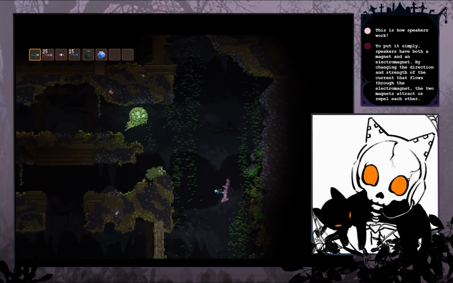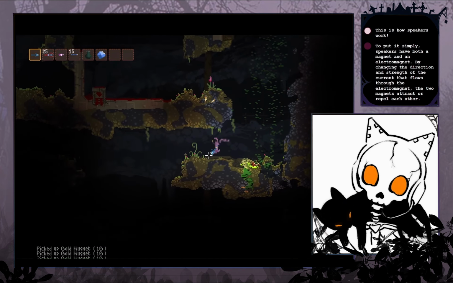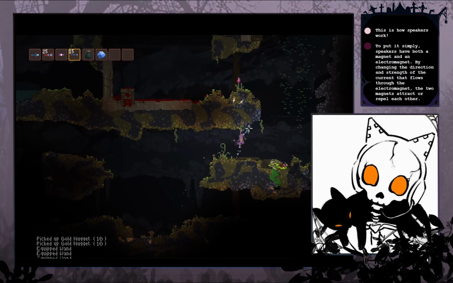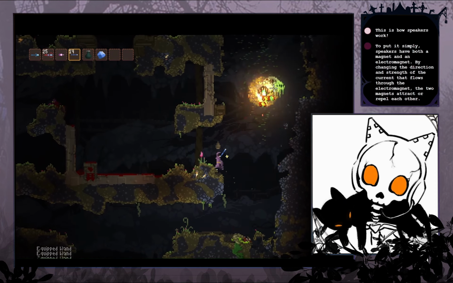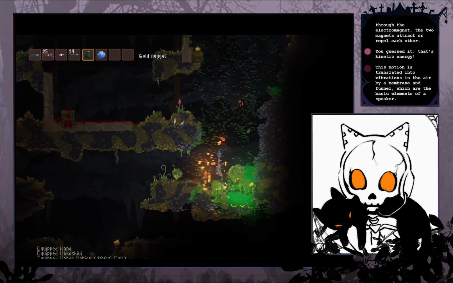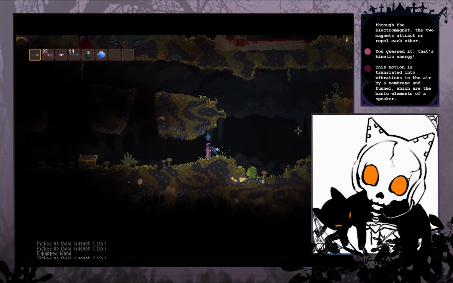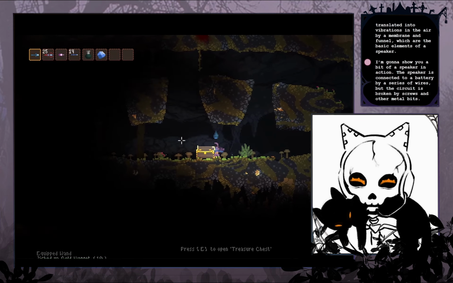To put it simply, speakers have both a magnet and an electromagnet. By changing the direction and strength of the current that flows through the electromagnet, the two magnets attract or repel each other. You guessed it, that's kinetic energy. This motion is translated to vibrations in the air by a membrane and funnel, which are the basic elements of a speaker. I'm going to show you a bit of a speaker in action.